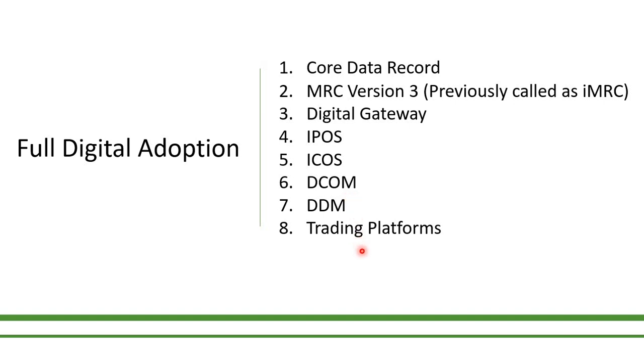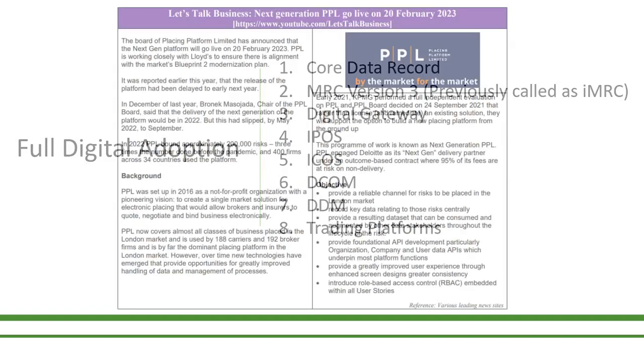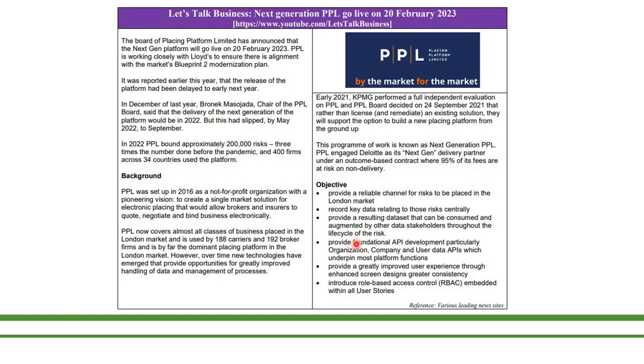Now, finally, the trading platform. Trading platforms are distribution platforms providing submission, binding and distribution services to the market, like PPL and Whitespace. It's an important channel to construct and deliver CDR to the digital gateway for further processing. So PPL and Whitespace are the two major vendors right now, and they are working very closely with the joint venture group to align their systems according to the FAL initiative. I have recently published an update on PPL, so you can pause this video presentation and have a look.